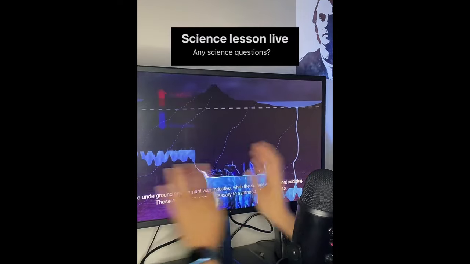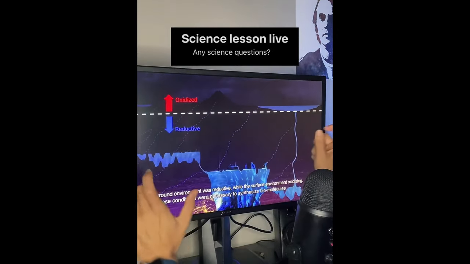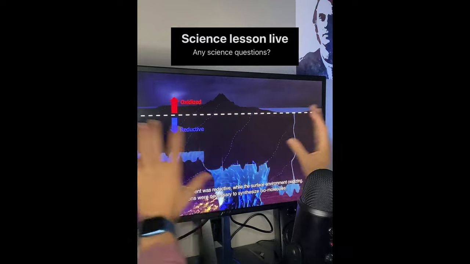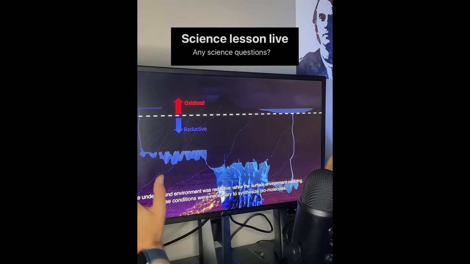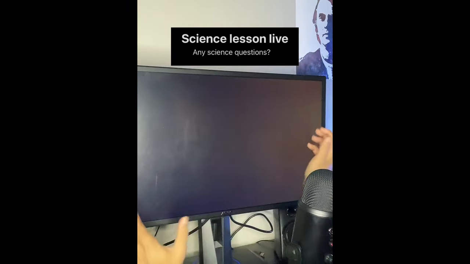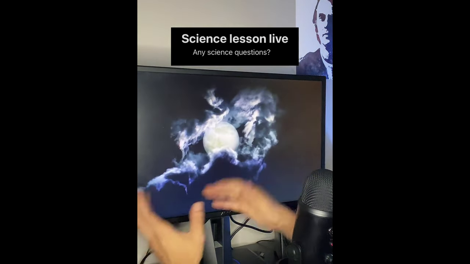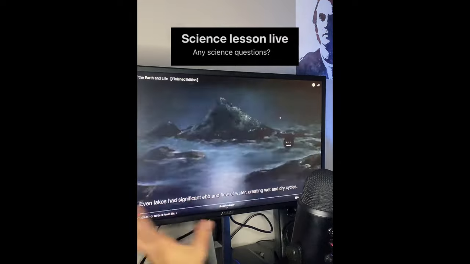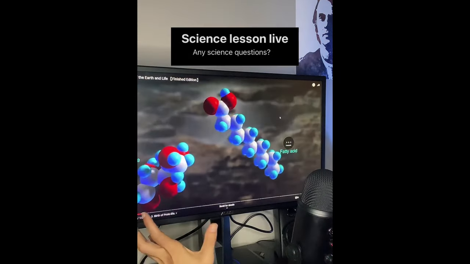Amino acids can form peptides, longer chains of amino acids, and these peptides can become polypeptides, even longer chains. And the longer the chain, the more complex the molecule is. A chemical evolution emerged, and we have the first life, the first types of cells.